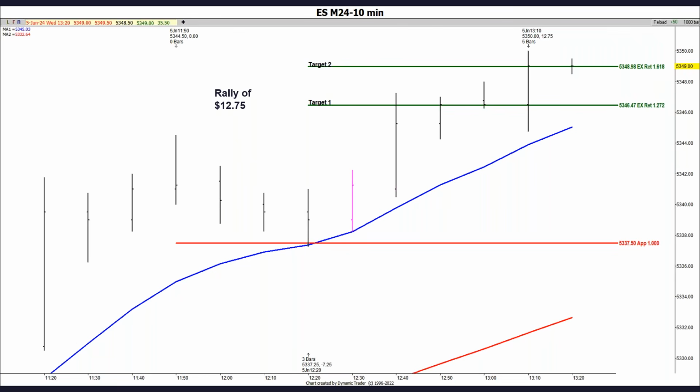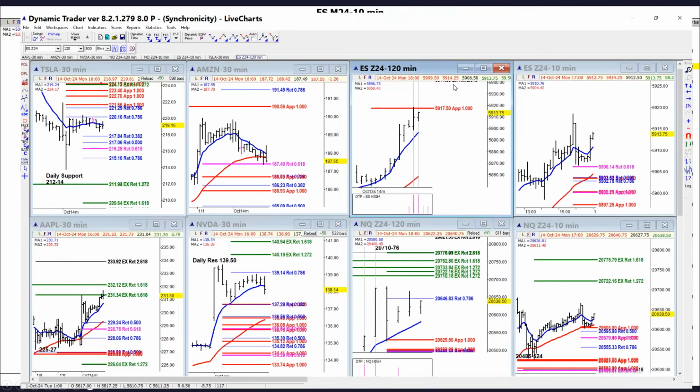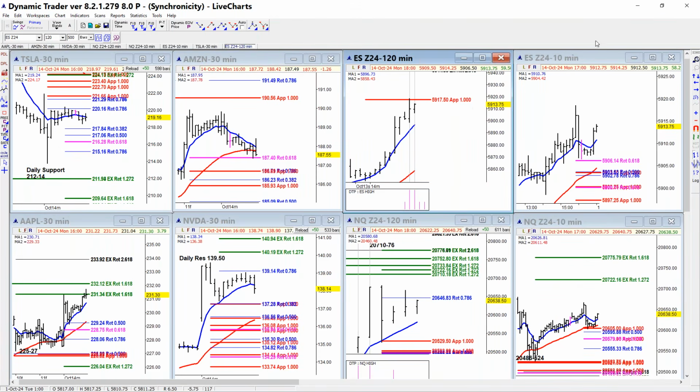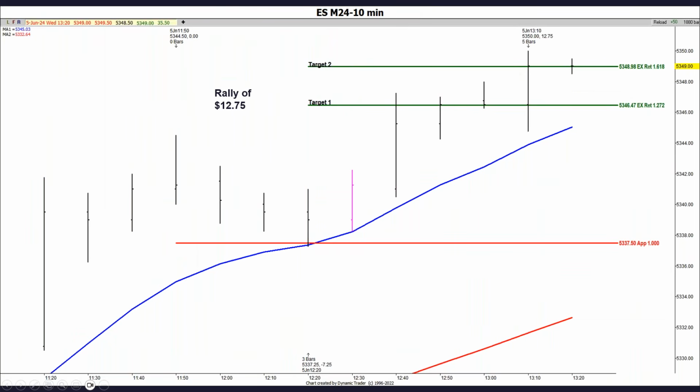As far as a 10-minute chart, this is what I was just telling you about when I pulled over my other set of charts. I do live 10-minute ES and NQ charts. Those are the futures for SPX and NASDAQ. On this 10-minute chart, it's a great example of symmetrical support. We had held at 53.37, met both the targets on the upside. As you know, if you are trading futures and you've had a rally of $12.75, that is a nice win in your pocket.